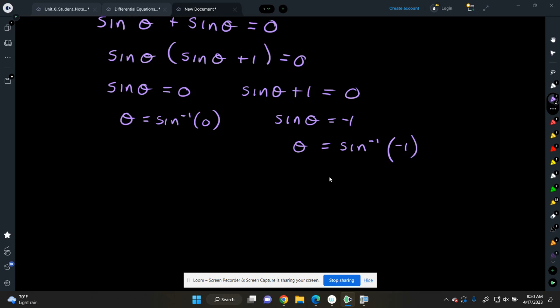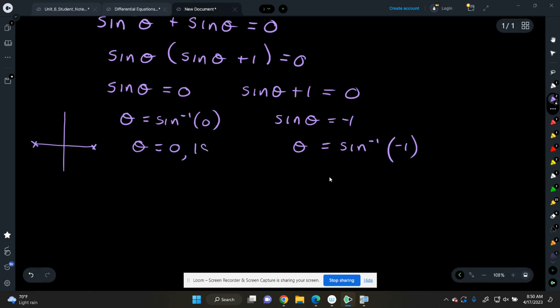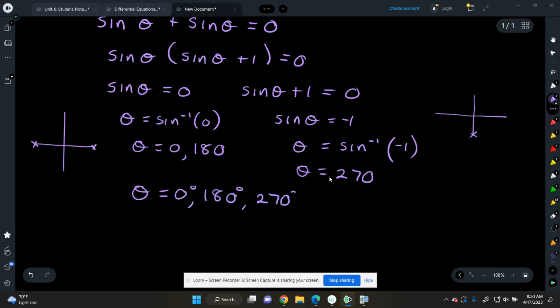Okay, so here we got sine theta equals 0. Where is the sine equal to 0? At 0 and 180, right? And then over here, where is it equal to -1? 270, good. So our answer is going to include all of that. So theta equals 0, 180, and 270 degrees.